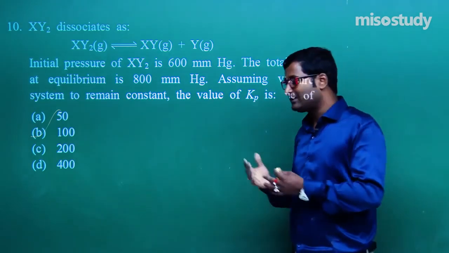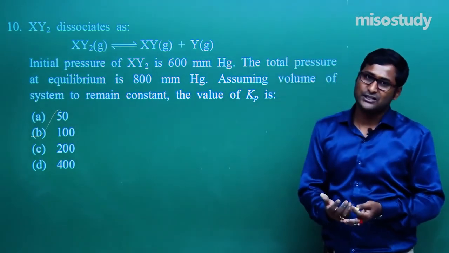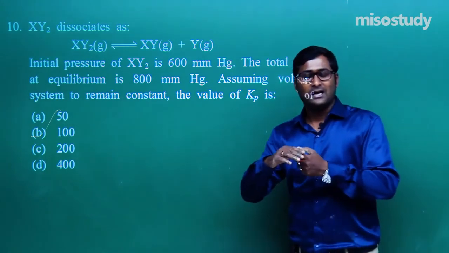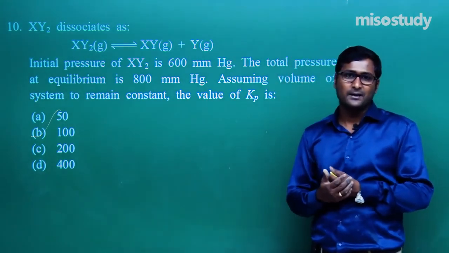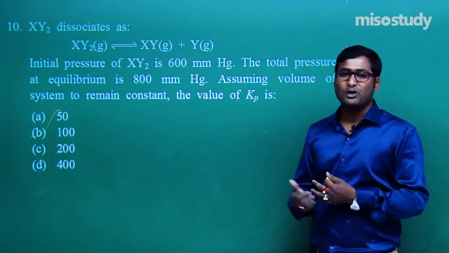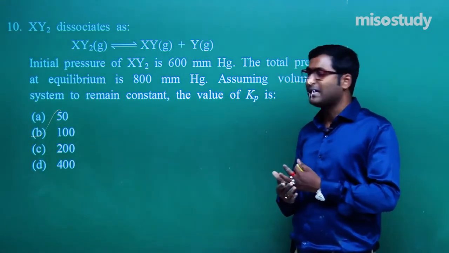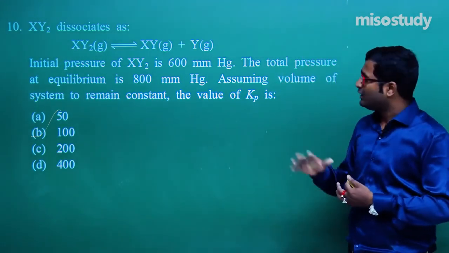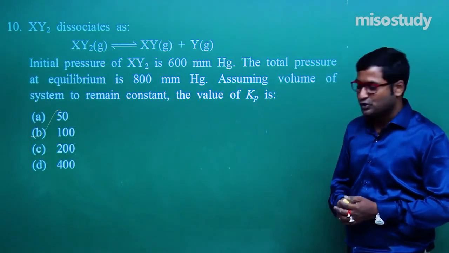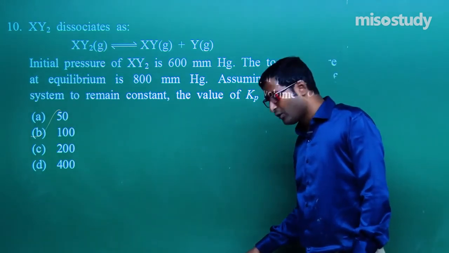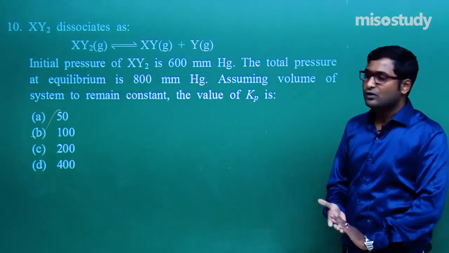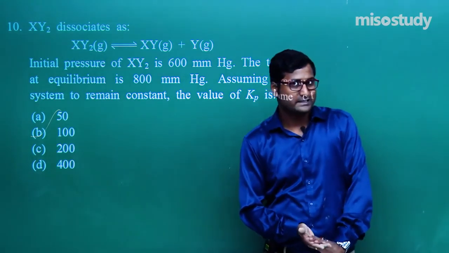Again I am telling you, the questions are from Kp, the relation between Kp and Kc, the expressions for Kp and Kc, and then the expression for delta G and Kp and Kc. These are simple questions. You can easily solve such questions if you have command over the theory. Clear friend? So this is the last question of today's lecture.